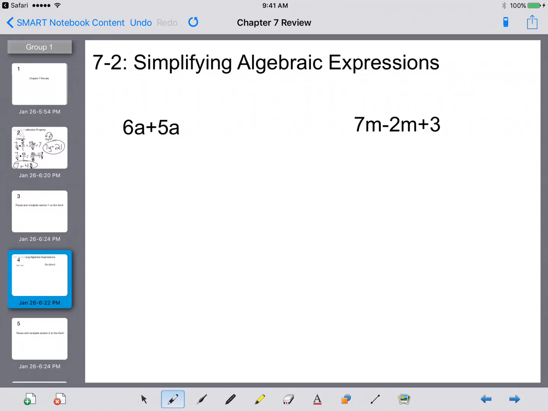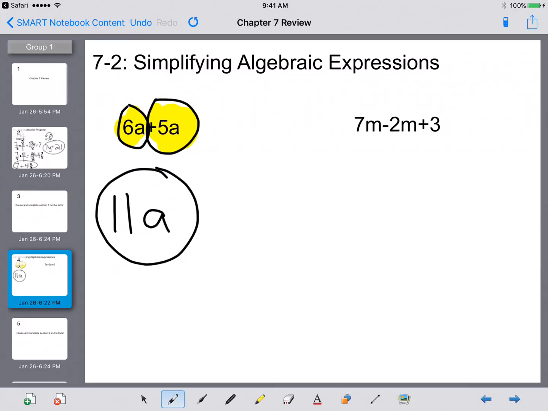Now we're on to Section 7.2, simplifying algebraic expressions. So first things first, you need to figure out your terms in your equation. So our terms are 6a and plus 5a. In order to simplify algebraic expressions, we need to combine like terms. Like terms are terms that have the same variable or the same non-existence of variables. So we have 6a and 5a here. Both of those are like terms. So we just combine. Combine means add. So 6a plus positive 5a would get us 11a. And there's that expression simplified.